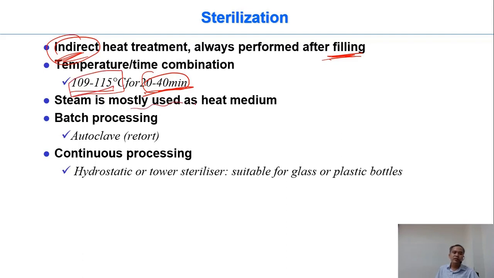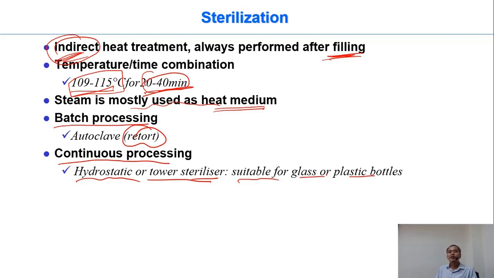Steam is mostly used as the heat medium. Steam at high pressure, at positive pressure, so that it can be controlled at higher than 100 degrees C. Sterilization can be carried out under batch condition or continuous condition. When you do batch, then you normally apply a retort sterilizer. The sterilizer instrument is called a retort. When you do continuous, then you can use the hydrostatic sterilizer or tower sterilizer. We will see. And this system is suitable for glass and plastic bottles.